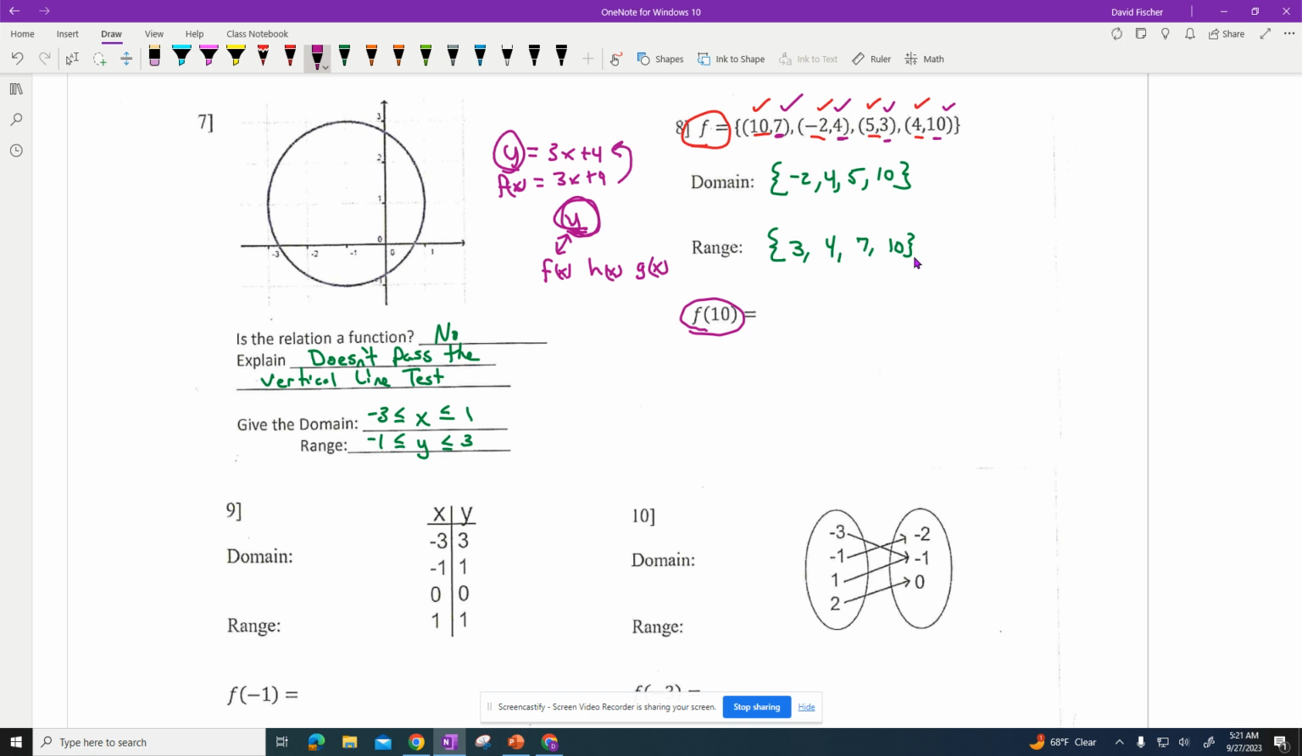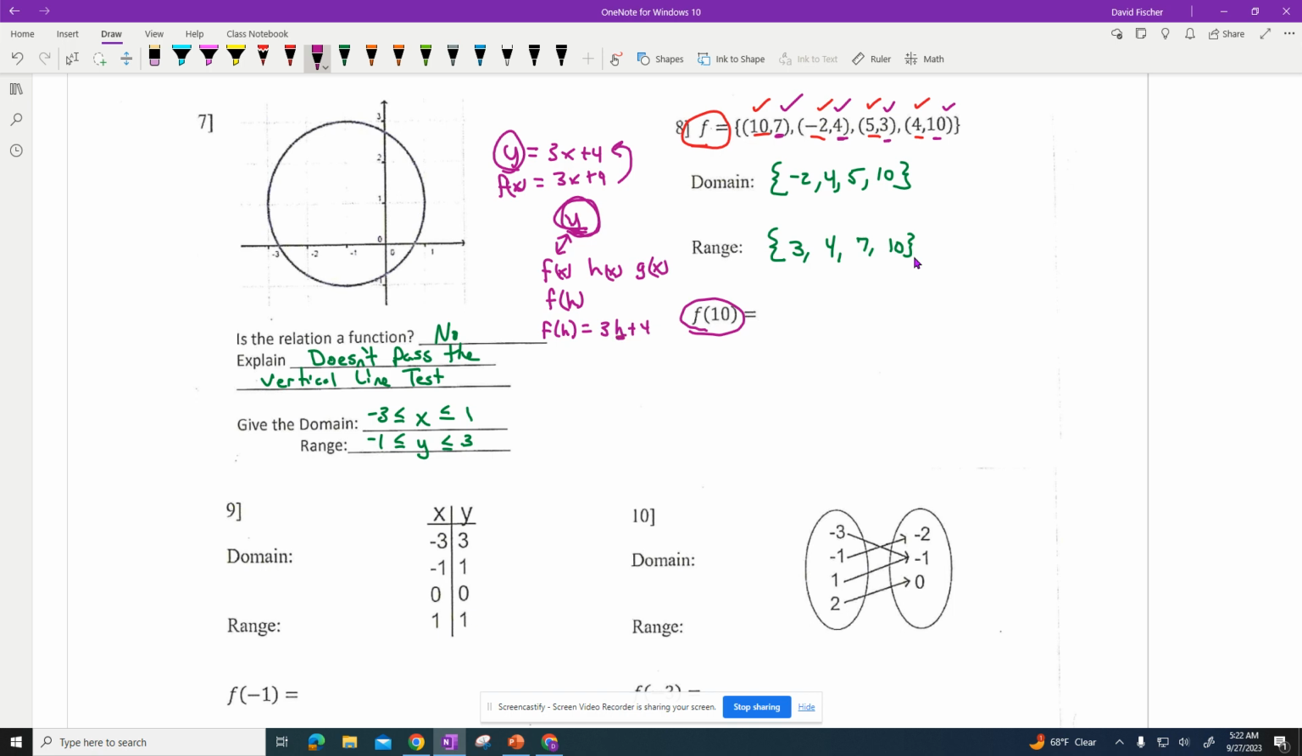Now, by the way, they could say f of h in parentheses here. All that means is instead of an x in my equation, I would have something like this. If I had f of h, then my equation would say something like this, 3h plus 4. I'd have h's in there.